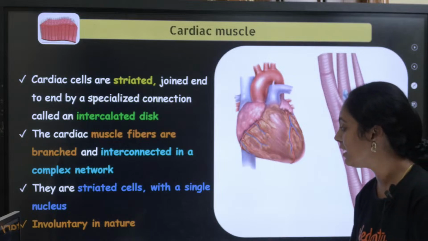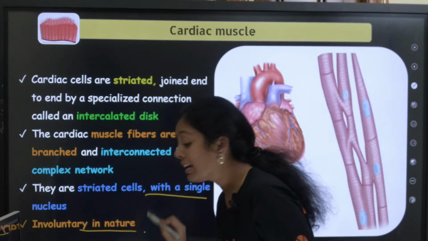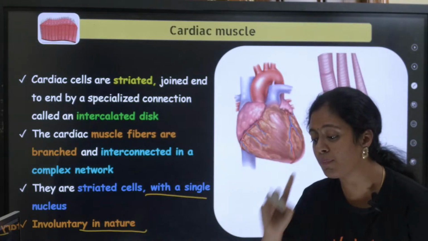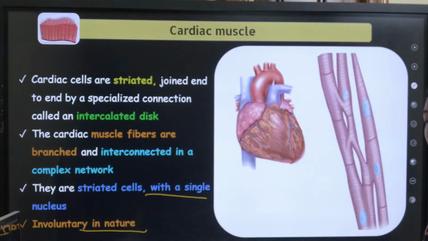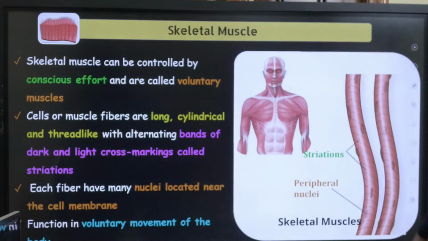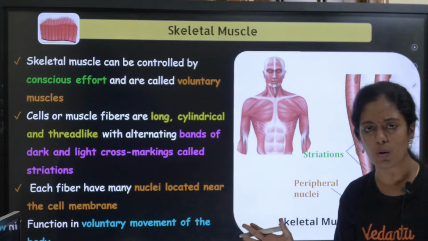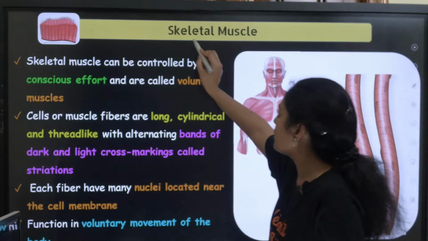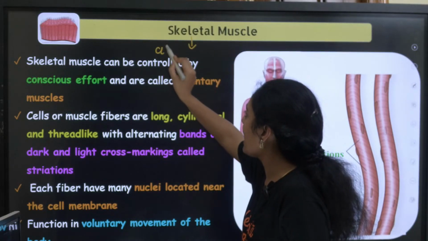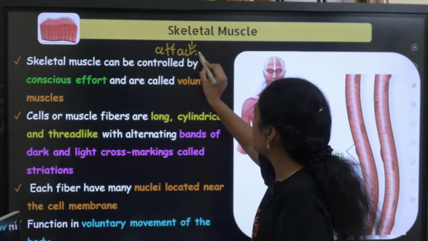Okay, they are striated with a single nucleus. They are involuntary in nature. Remember, they have a single nucleus. Yes, correct. Okay, now we will go to skeletal muscle. This is very, very important. Why do we call it skeletal muscle? Because they are attached to bones.